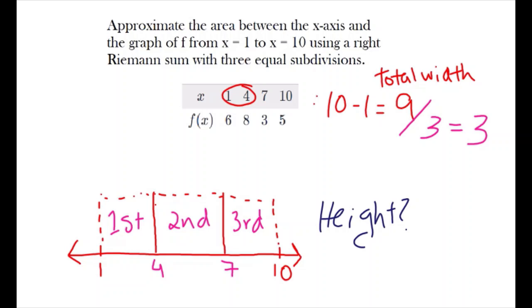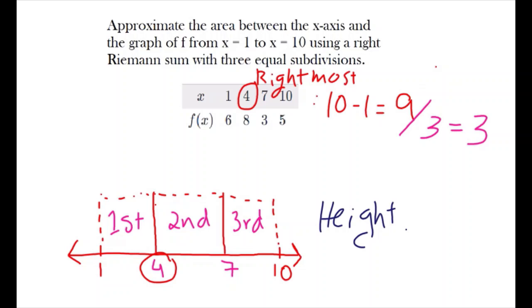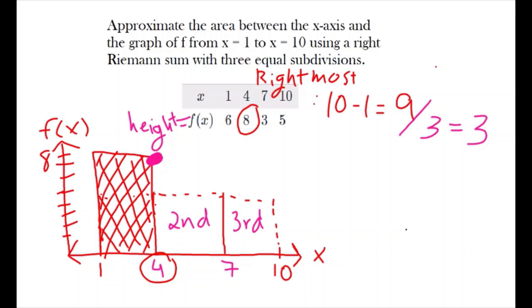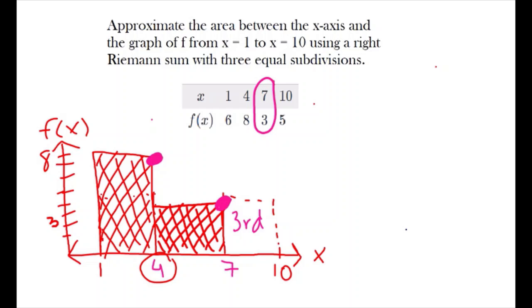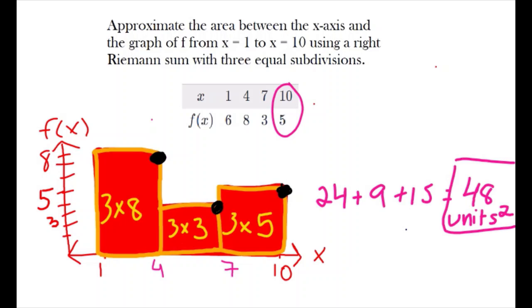Our first rectangle is in between the interval 1 and 4. Since we are using a right Riemann sum, then the top right vertex should be touching our curve, where x equals 4, since it's the rightmost point. Therefore, the f of x value at 4 is our height, which is 8. We will repeat this process for the following intervals. From 4 to 7, the rightmost point is 7. So our second height is f of 7, or 3. From 7 to 10, the rightmost point is 10, with f of 10 being 5. If we multiply each respective height by our width of 3, we get the final area of 48 units squared.